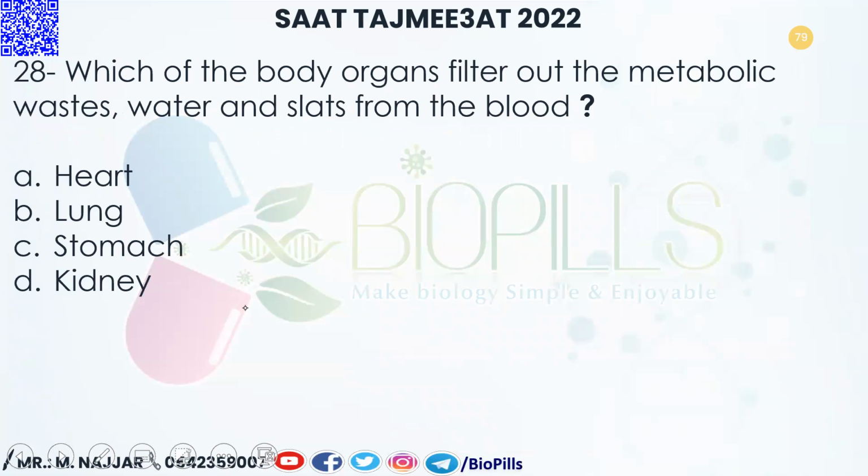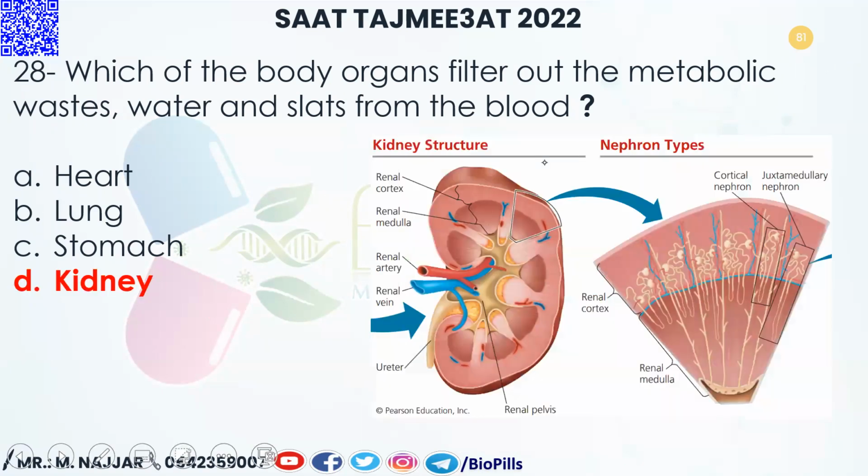Question number 28. Which of the body organs filters out the metabolic waste, water, and salt from the blood? A, heart. B, lung. C, stomach. D, kidney. For sure, it is the kidney. Yes, the kidney filters out actually all of the blood components except the blood cells and plasma proteins that are too large to pass through the Bowman's capsule.